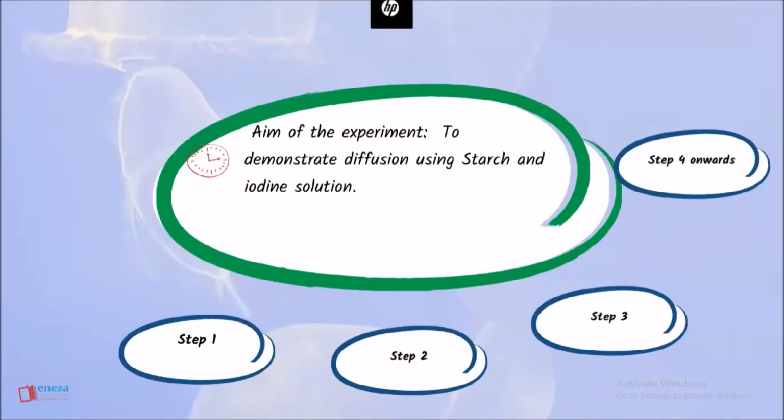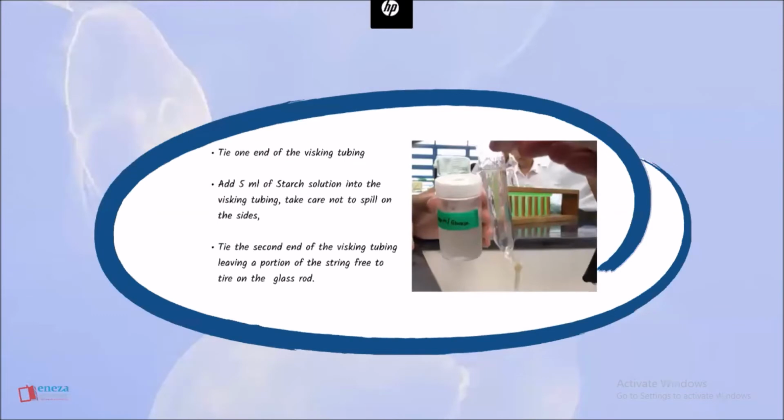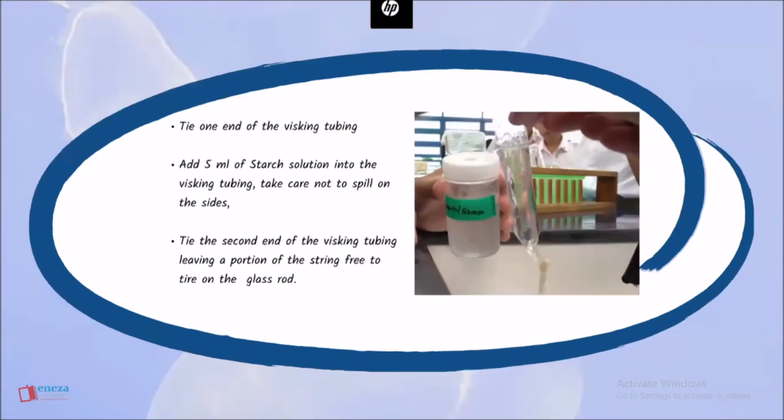In step 2, you will be required to tie one end of the whisking tubing. We are using the first whisking tubing. You'll be required to add 5 ml of starch solution into the whisking tubing. Take care not to spill on the sides.